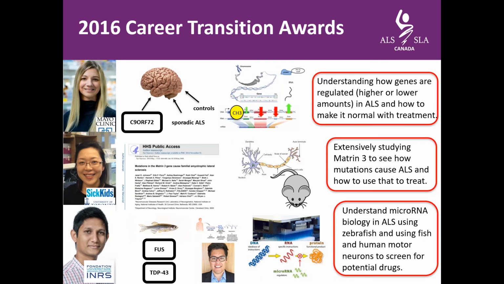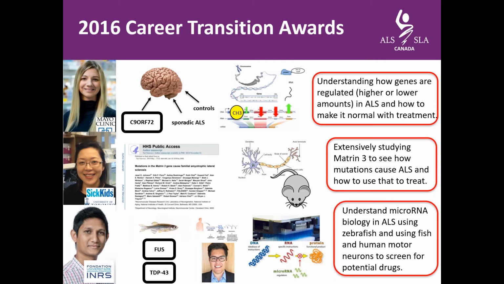Dr. Jihei Park at Sick Kids, University of Toronto, is working on one of the genetic causes of ALS called matrin-3 and really starting to understand that better. It's something that hasn't been extensively studied yet in ALS. So through developing models that we can eventually learn more about the disease, she's been moving forward her ALS work.